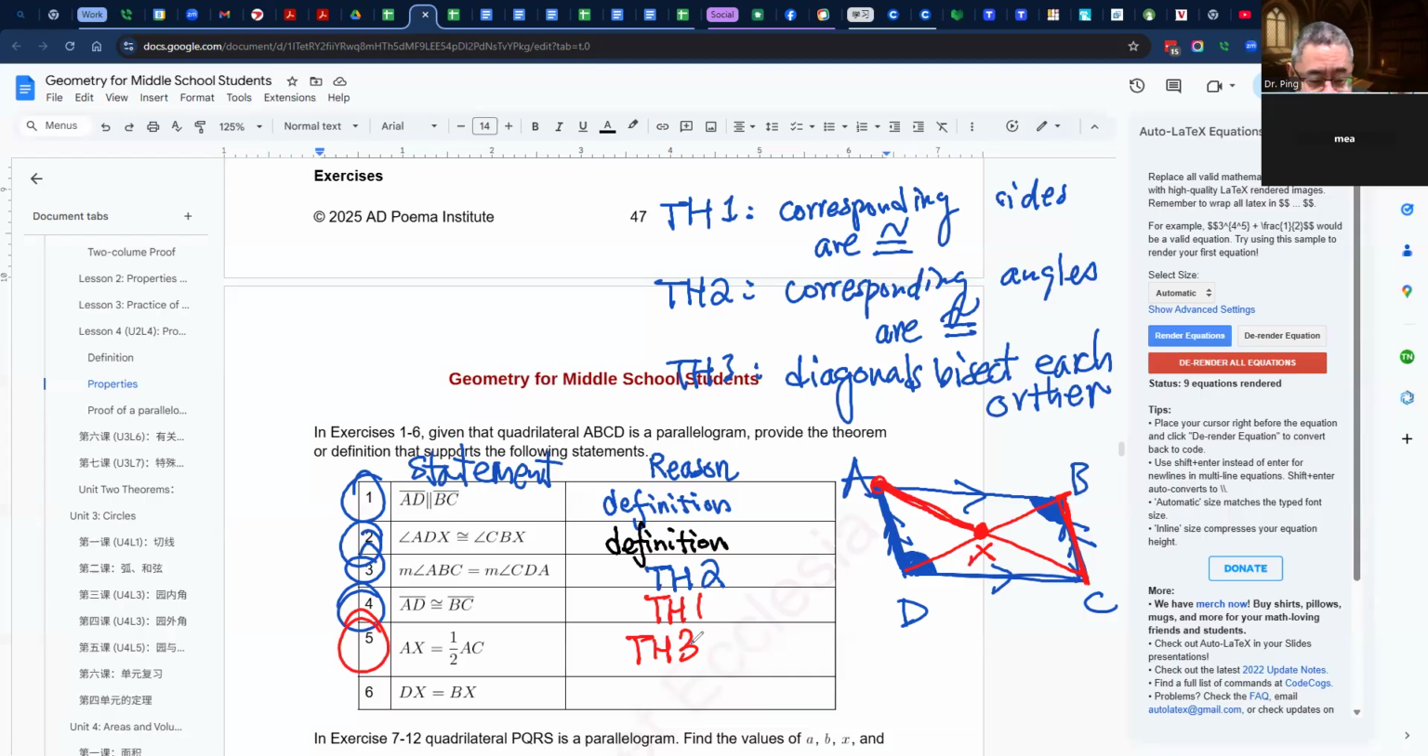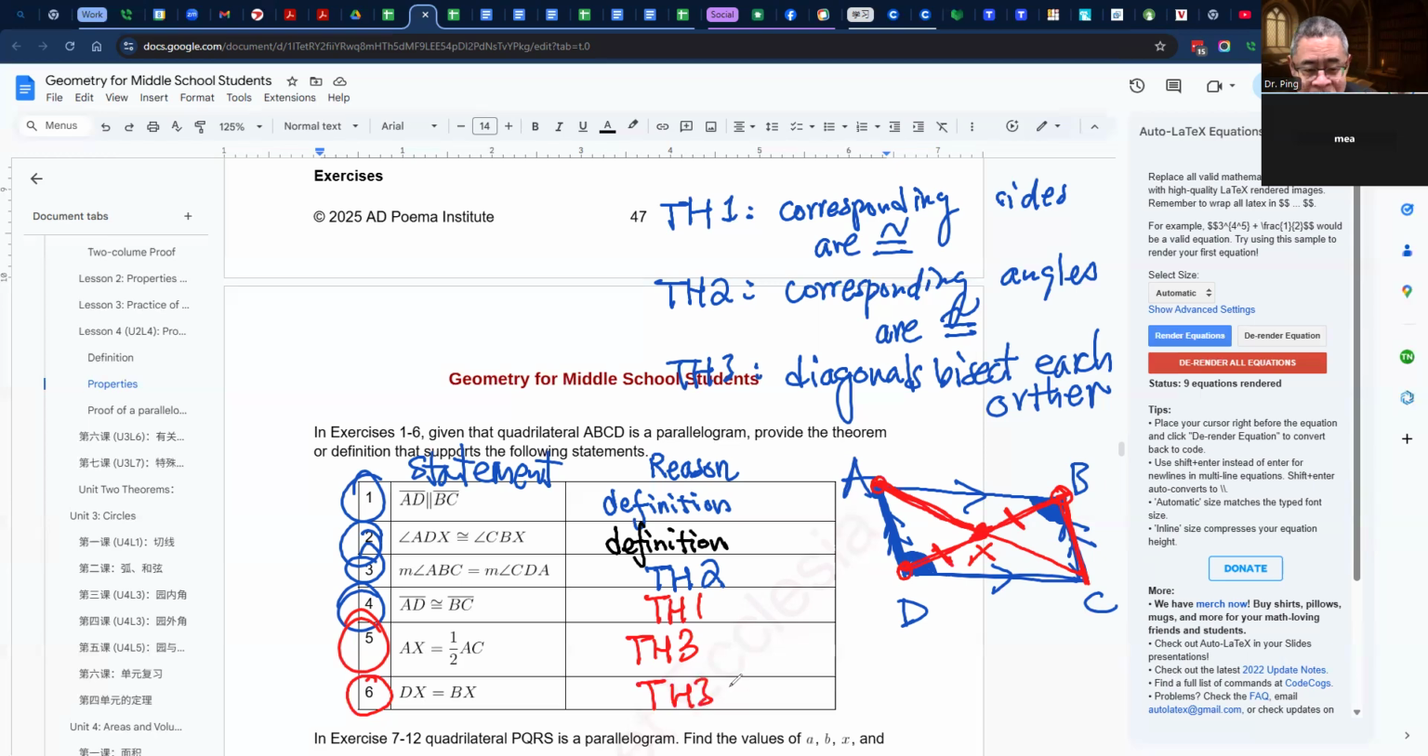How about number six? DX equal to BX. DX is from here to here, BX is from here to here. So those two are congruent. Very good. Yeah, it is theorem three that it's based on.